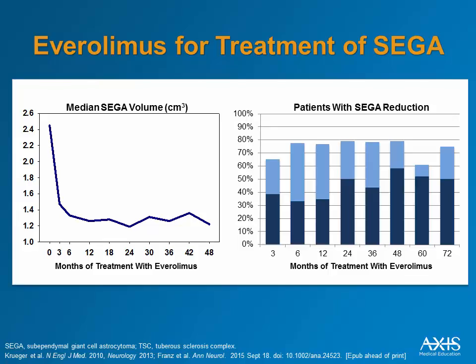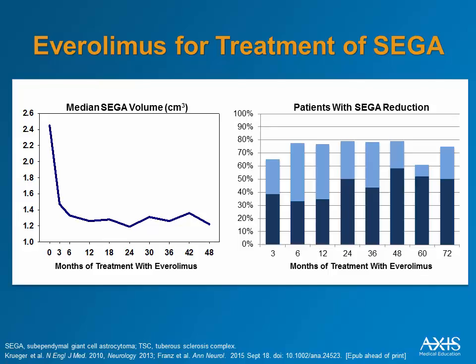But what we don't see is recurrence of SEGA growth after initial response has been demonstrated in almost essentially every patient that has shown a response. On the right is showing, again, the similar phenomenon, breaking up between what's shown in dark is a greater than 50% reduction, and the light blue is showing a 30% reduction in patients over time.